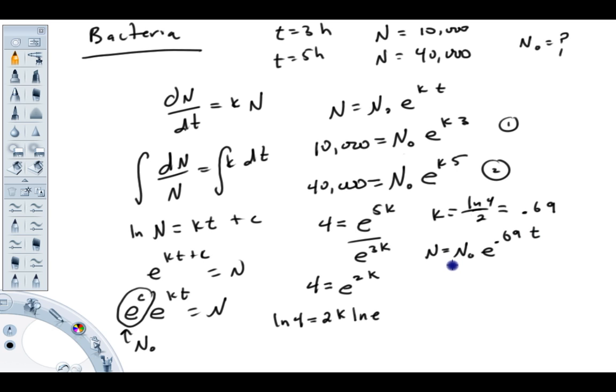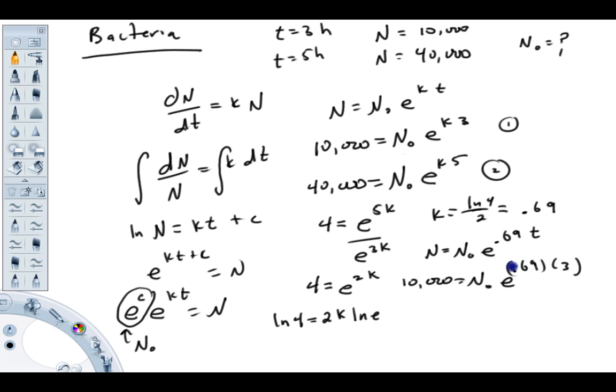All right, now we want to find the n sub o here. Again, I can actually use either of these 2 points to solve this. I know that when t is 3, n is equal to 10,000. So I'm going to go ahead and use that point. So we're going to have 10,000 equals n sub o e to the 0.69 times t, which is 3 hours. Now the other thing I could have done is used the second point, 5 hours and 40,000. This would be a 40,000, and here would go 5 hours.